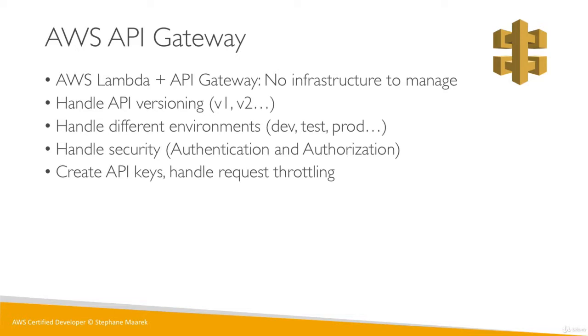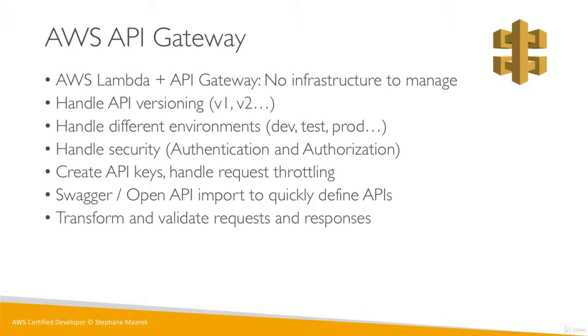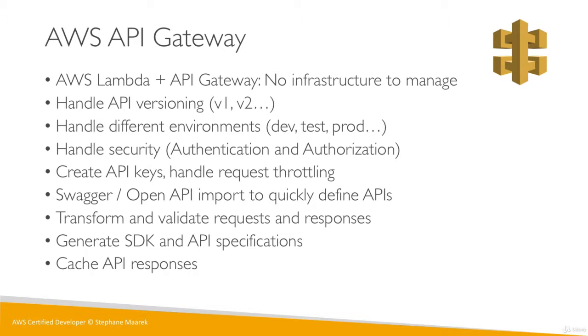API Gateway is great because also we can create API keys and we can handle request throttling if we're selling our API to people. And it has a very tight and neat integration with something called Swagger or OpenAPI, and that allows us to import some files and define quickly our APIs and even export them as SDKs, for example. API Gateway can also help us transform and validate requests and responses, and as I said, generates SDK and API specification. Finally, it also has an embedded caching layer you can implement, so you can cache your API responses and limit the load that happens on your Lambda function.